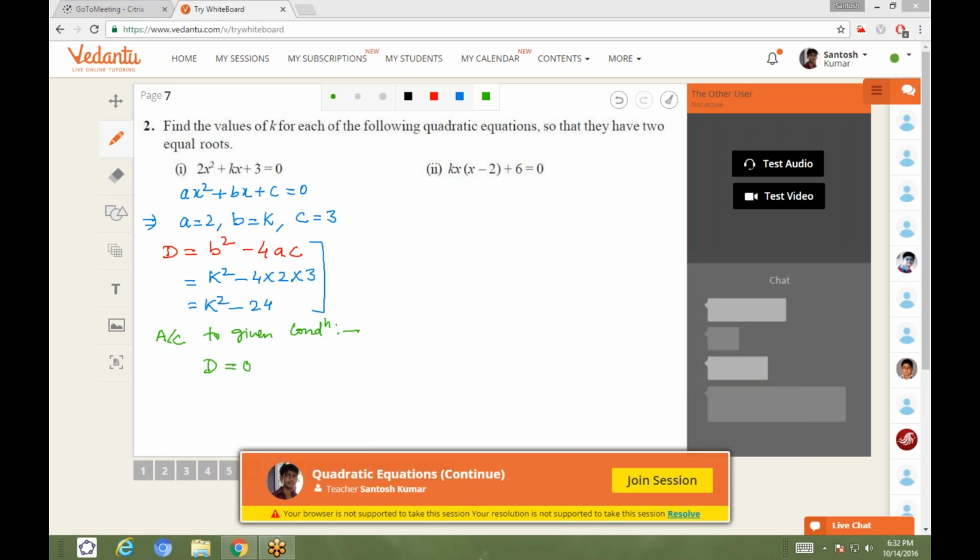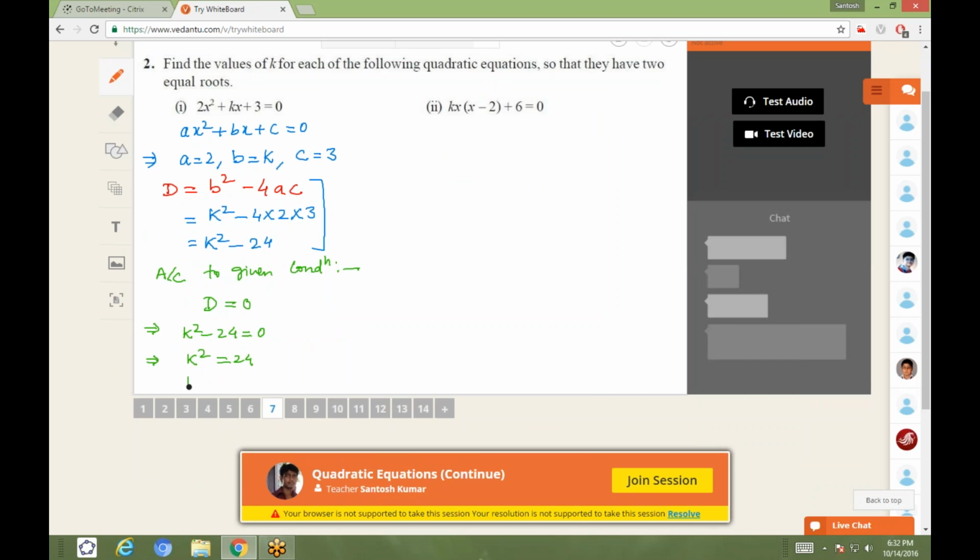So that is the reason we will make k square minus 24 equal to 0, and then k square will be equal to 24, and so k will be equal to plus minus square root of 24. Okay? So we can solve it further. This will be just 2 root 6.